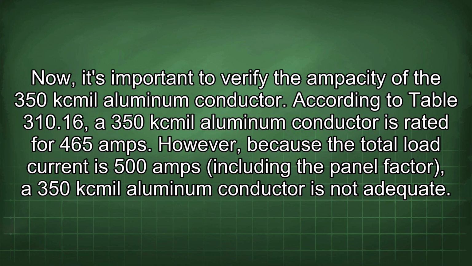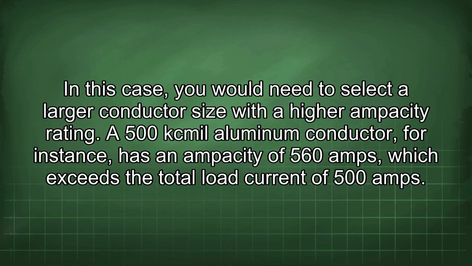According to Table 310.16, a 350 kcmil aluminum conductor is rated for 465 amps. However, because the total load current is 500 amps including the panel factor, a 350 kcmil aluminum conductor is not adequate. In this case, you would need to select a larger conductor size with a higher ampacity rating. A 500 kcmil aluminum conductor, for instance, has an ampacity of 560 amps, which exceeds the total load current of 500 amps.